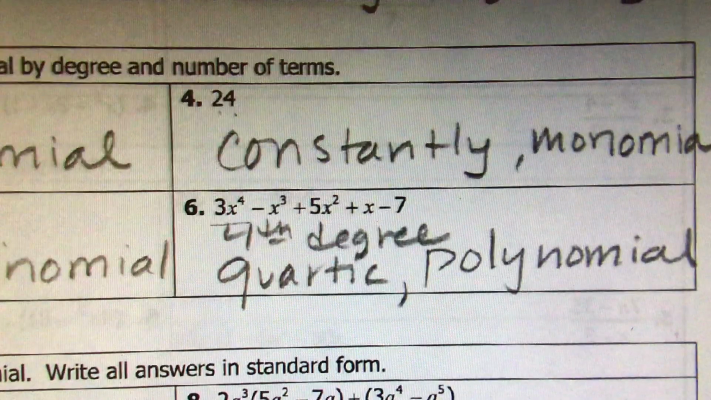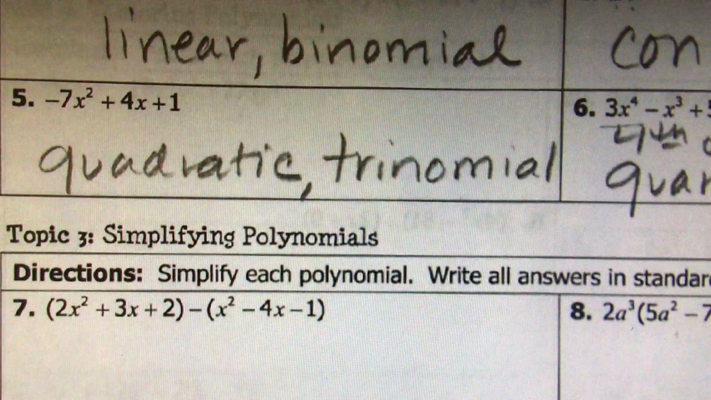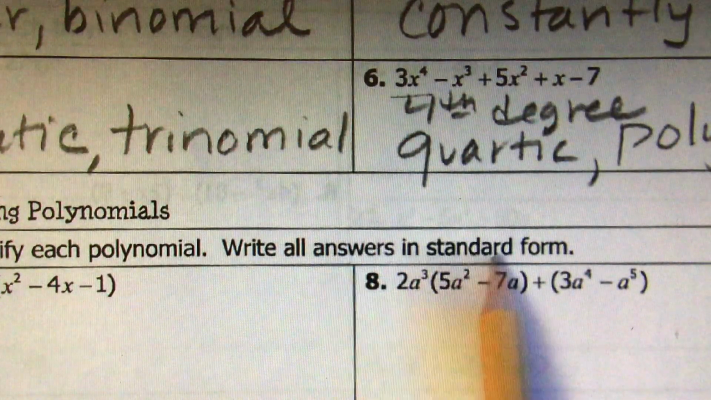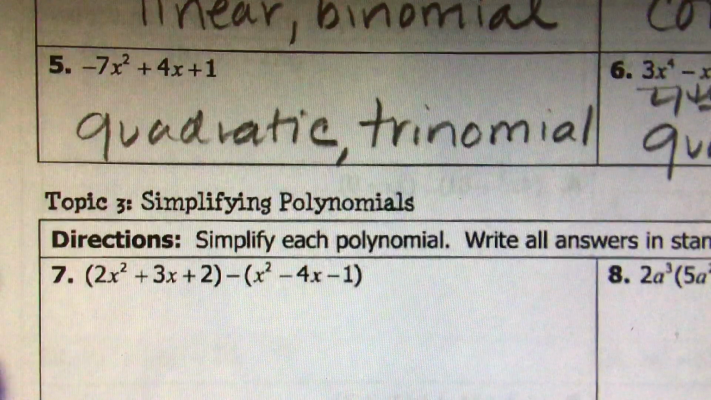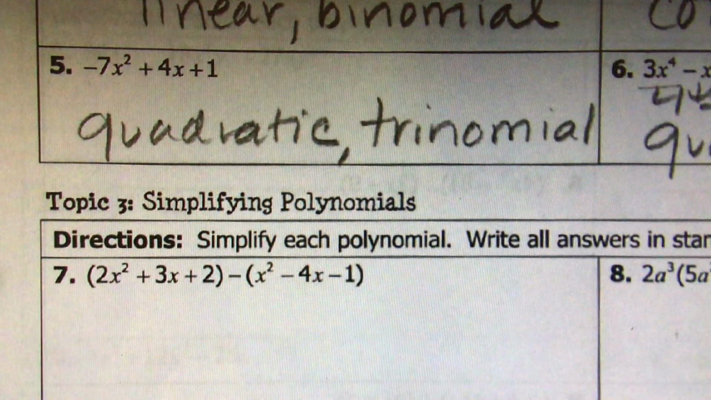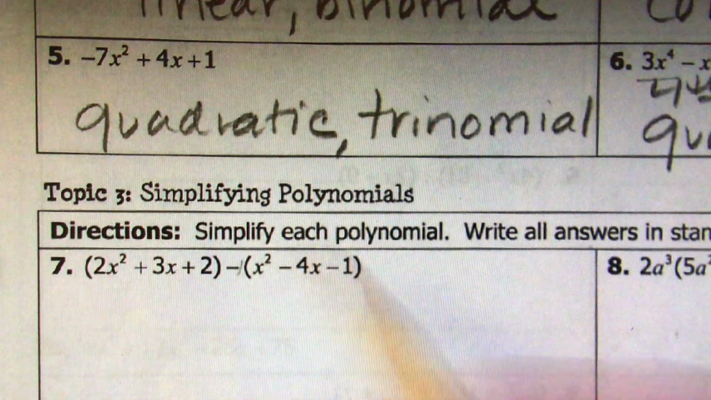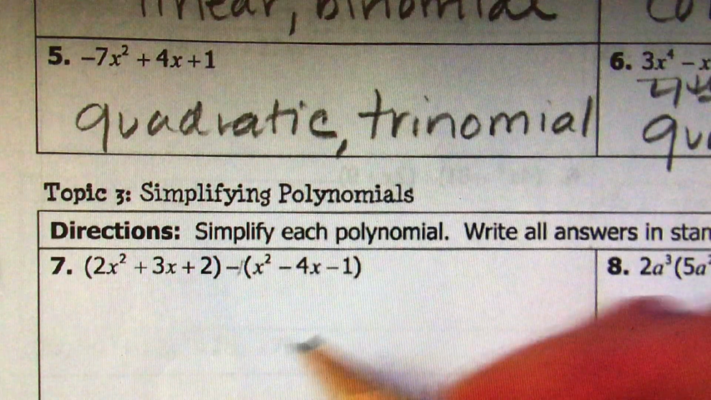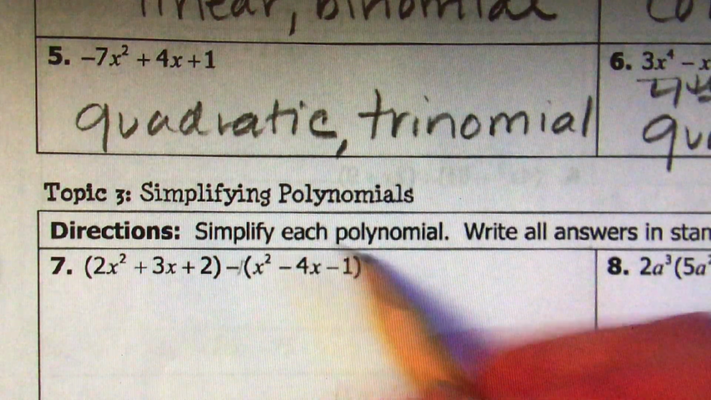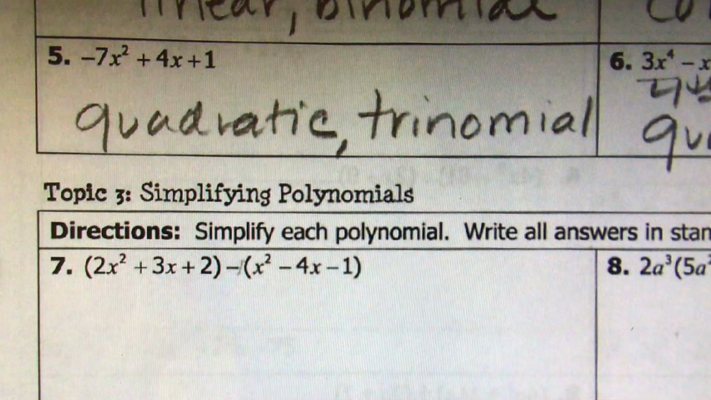Down here, all of these are simplifying polynomials. Write all answers in standard form. So I have to make sure that I put them in descending order as well. Okay, so I'm subtracting here. Hopefully some of you out there are saying, oh, that means I have to distribute this negative 1. Yeah, if you think about it, this is a negative 1 coefficient that I have to distribute over the parentheses.